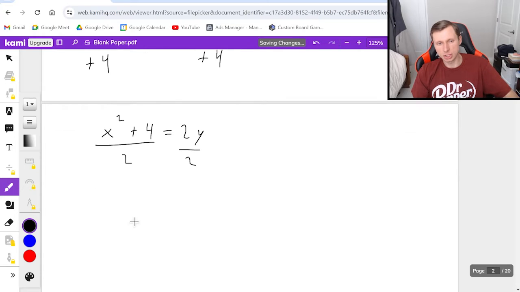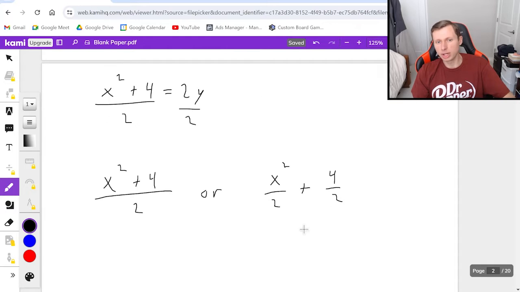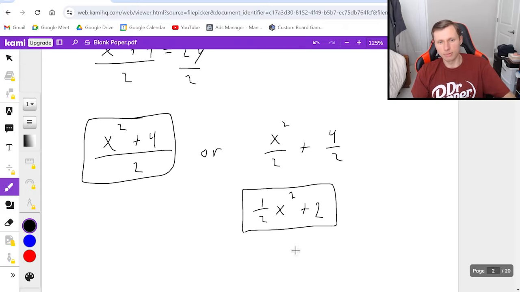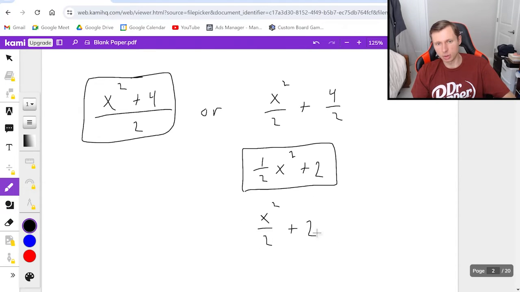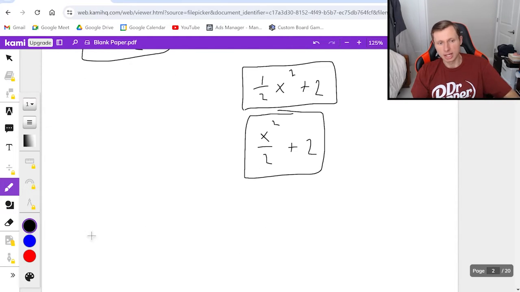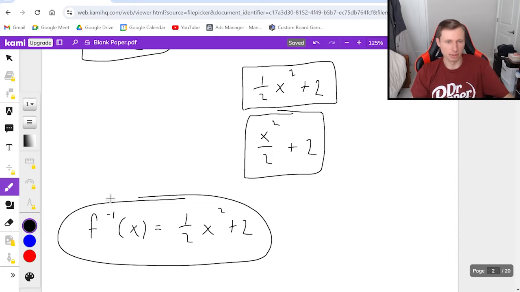Now there's two ways you can write this. One is x squared plus 4 over 2. This is 100% correct. Or the other way you can write it is x squared over 2 plus 4 over 2, which can be written nicer as 1/2 x squared plus 2. Now I don't care if you write it like this, or even if you want to write it like this, it would be correct as well. Any three of these are perfectly fine, but at the end, you have to write f inverse of x equals one of these three. I'll choose 1/2 x squared plus 2, because that's the one I prefer. And that's basically it. You found the inverse of the function.